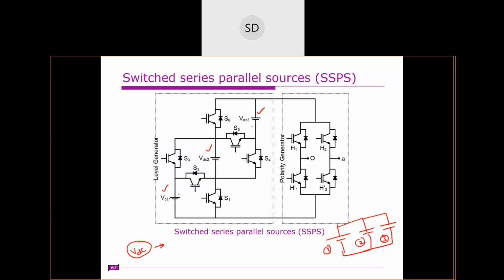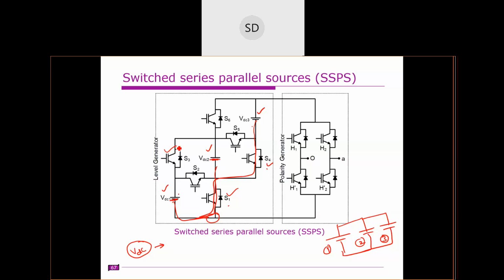Sir, we will turn on all the switches except S2 and S5. Yeah. If you turn on this, this is negative, so we need to connect this negative to this side. That means we need to turn on the switch S1. Similarly, if you turn on S4, this point is connected here. All the negatives are connected. If you turn on S1 and S4, the negatives of the DC sources are connected together.